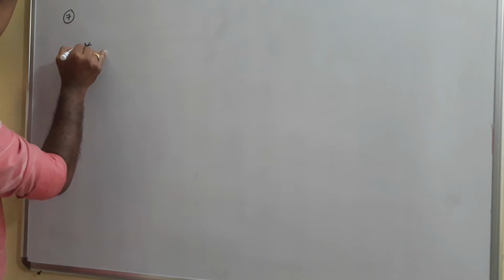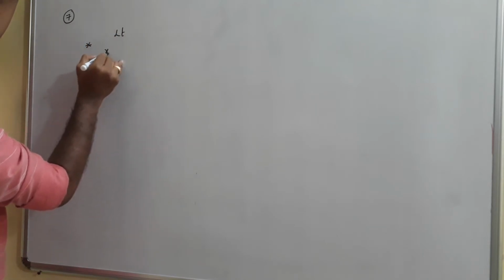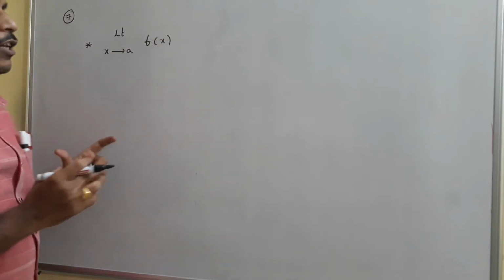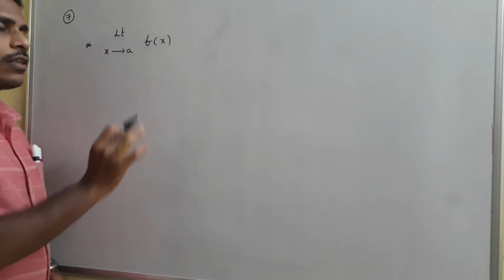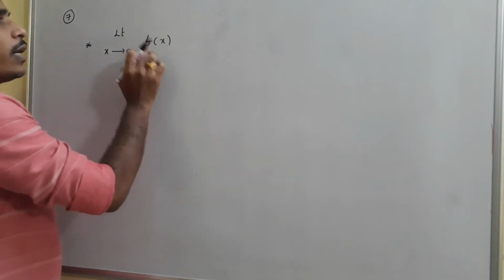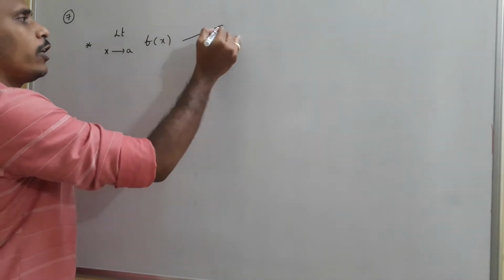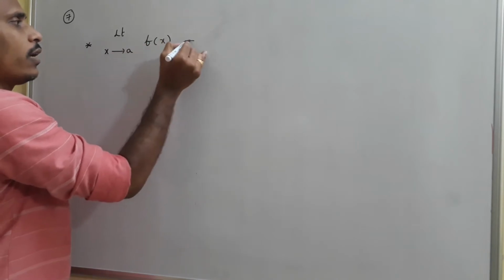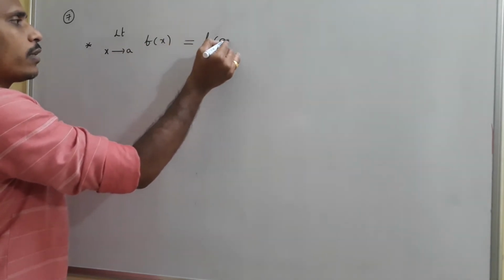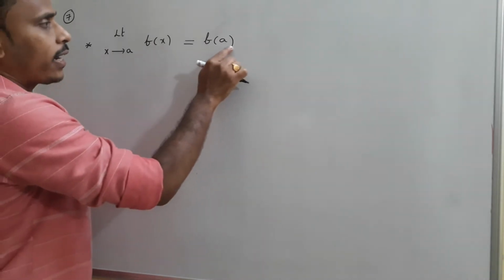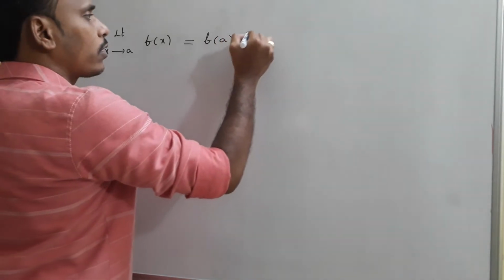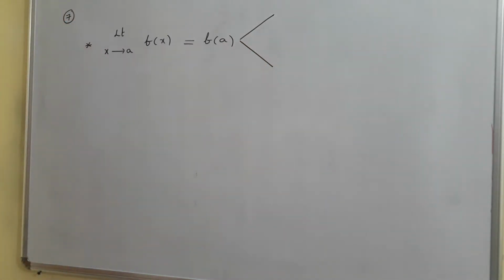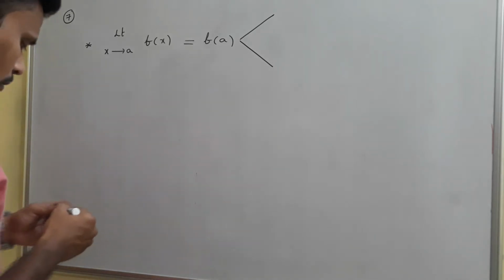Suppose you are trying to find limit x tends to a of f of x. If this f of x is a regular function, then directly you just replace x with a, and limit x tends to a of f of x is simply f of a. After calculating this f of a, we need to think: what is this f of a? Whether this f of a is well defined or not, we need to think.